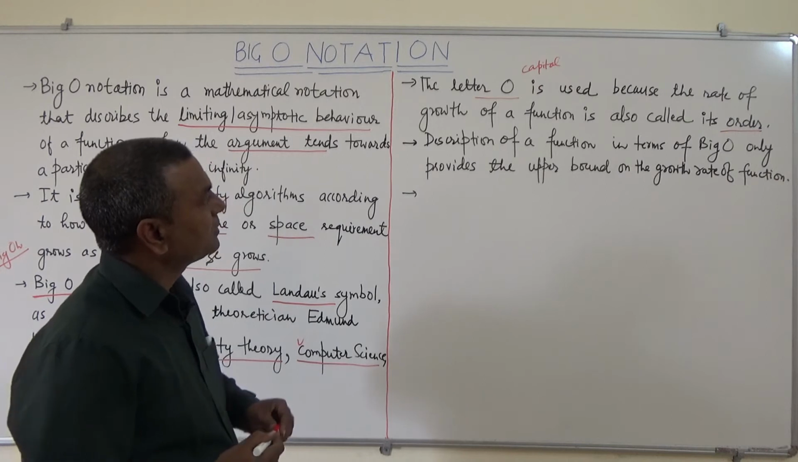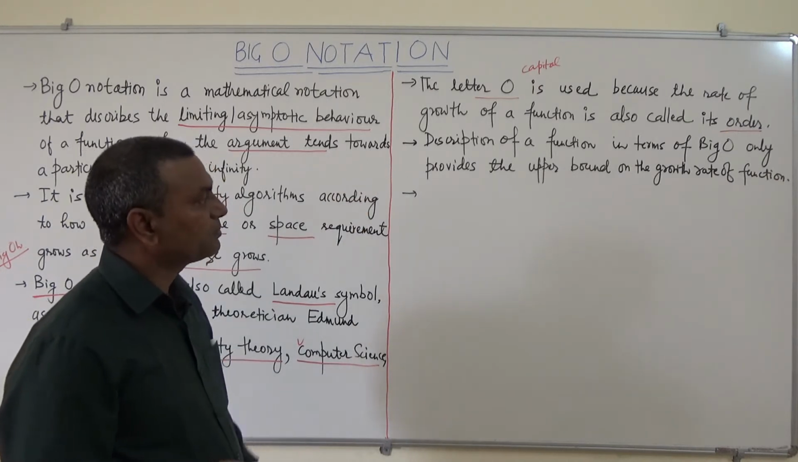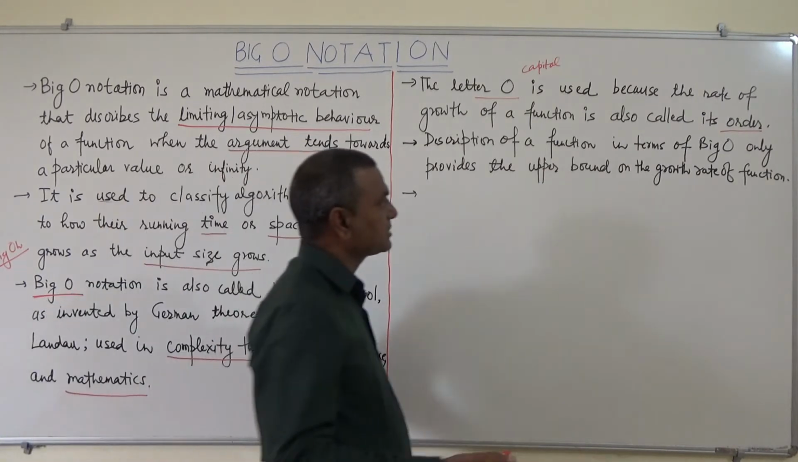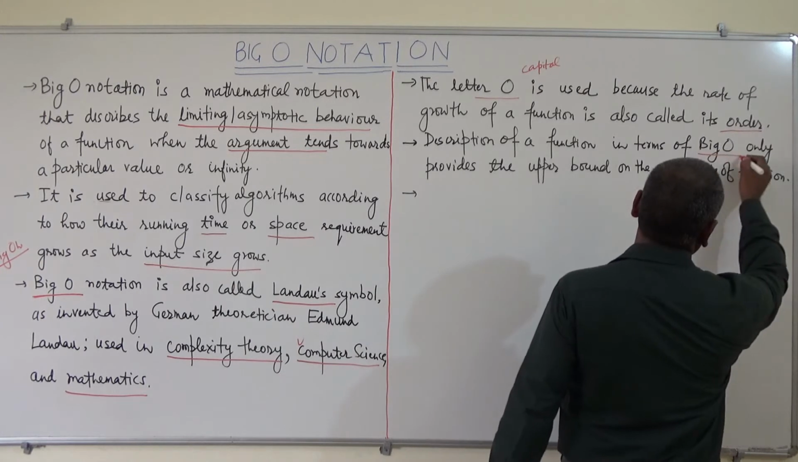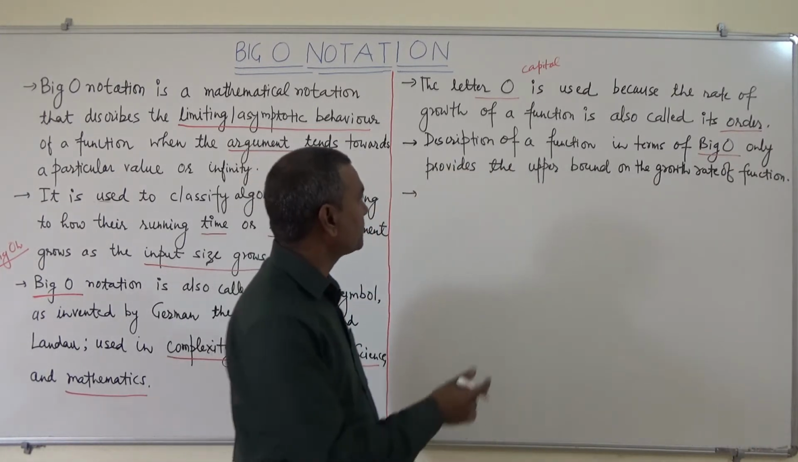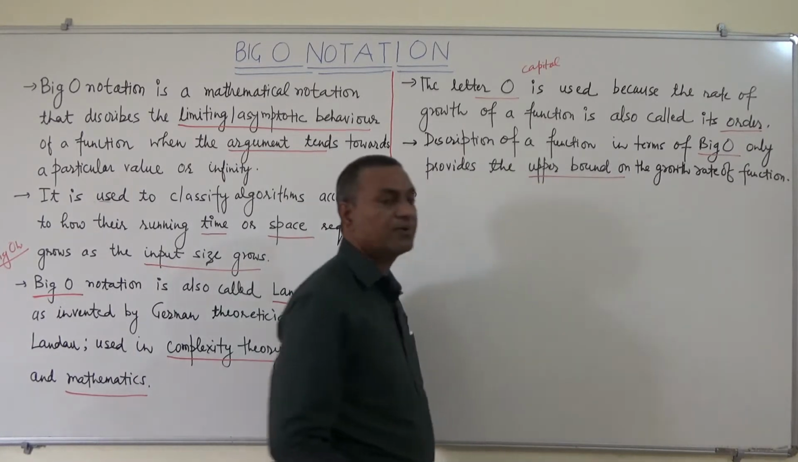So the description of a function in terms of big O only provides the upper bound. We can say this big O deals with the upper bound. It provides the upper bound on the growth rate of a function.